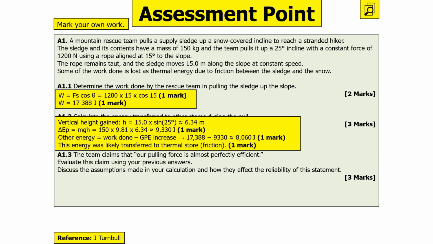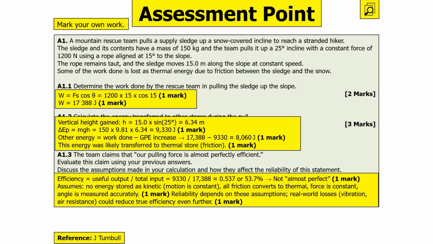Now, for the other energy, it's going to be the work done minus the gravitational potential energy increase, which is 17,388 minus 9,330. So the energy transferred to other stores is 8,060 joules. So this is most likely going to the thermal store due to friction. Now, efficiency is useful energy output over total energy input.